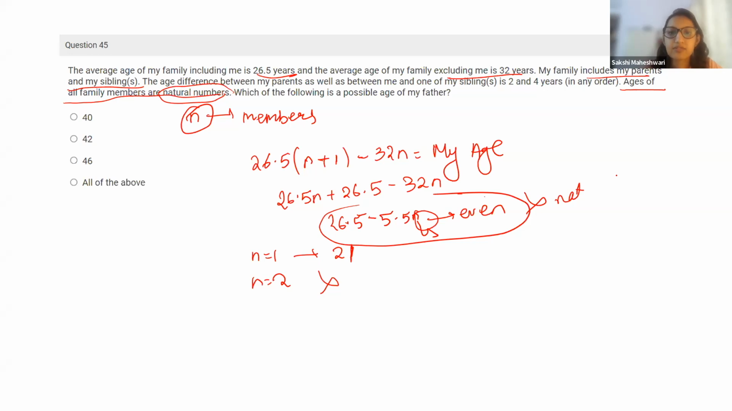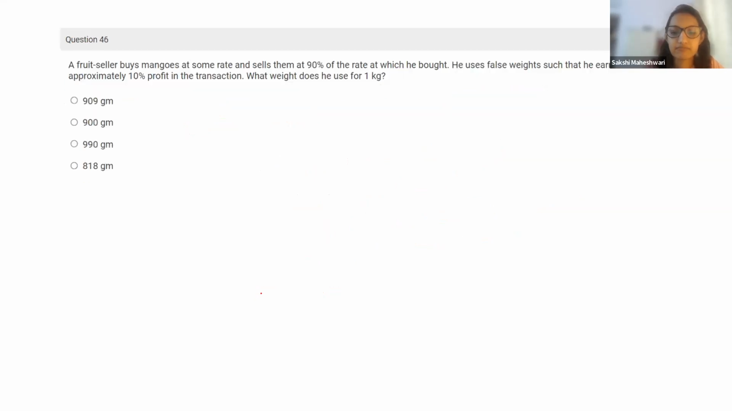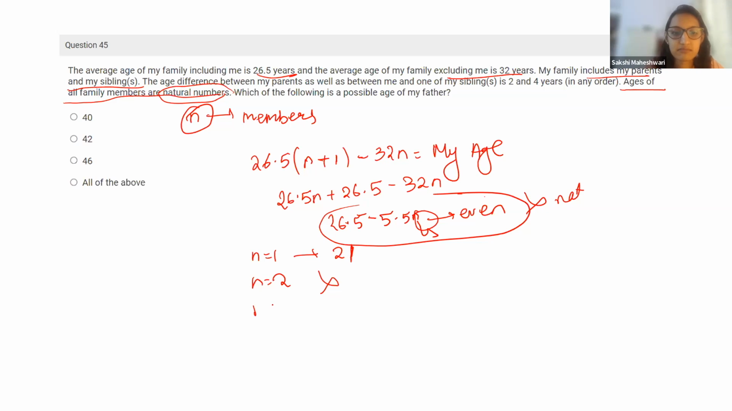So n can be 3 then. This will give me something like 15.5. N cannot be 4. If I take n as 5, then it will be 26.5 only, so my age will be 0. That's not possible. So I have two options for n, 1 or 3.